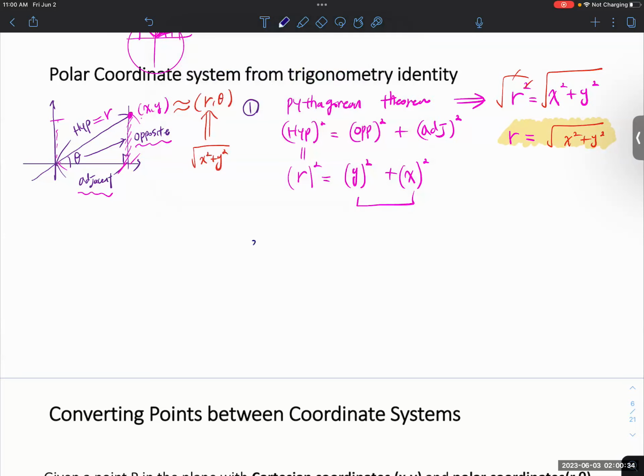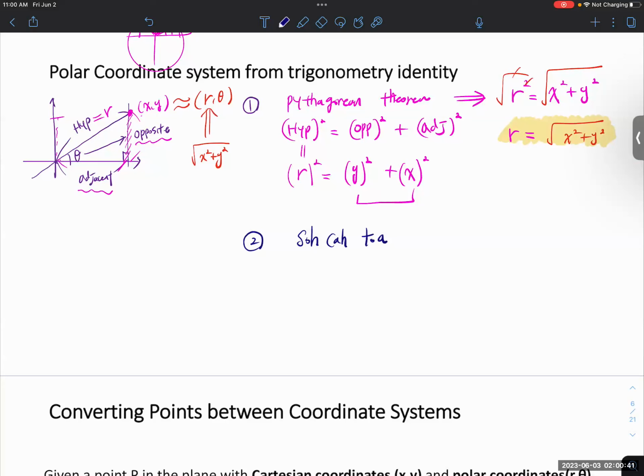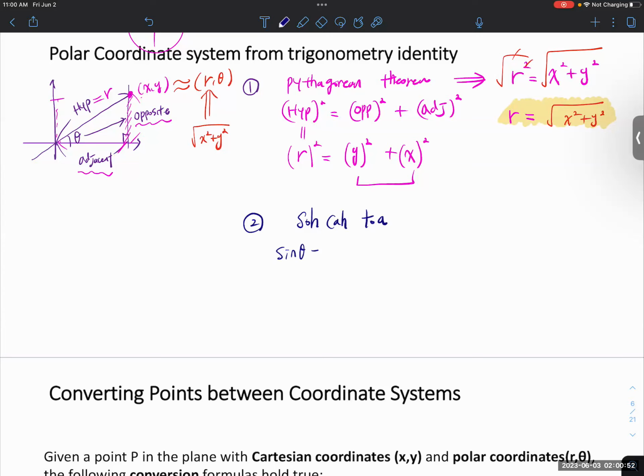Second observation. Do you guys remember SOHCAHTOA? In trigonometry, you have six trigonometric functions: sine, cosine, tangent, secant, cosecant, and cotangent. To find the sine angle, S means sine, O means opposite over hypotenuse. So the sine angle is the angle between opposite and hypotenuse. What is the cosine angle? This is the angle between adjacent and hypotenuse. The last one, the tangent angle, is the angle between opposite and adjacent, which is that 90 degree.